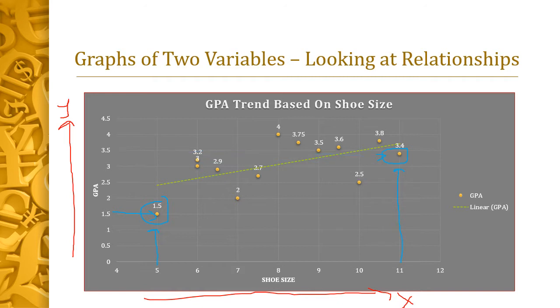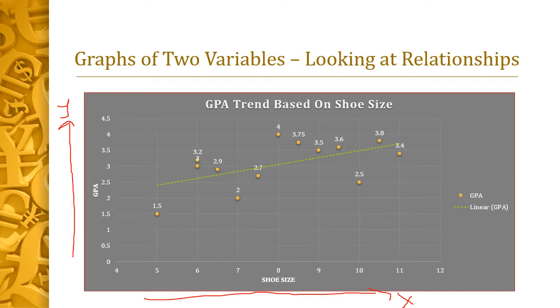Now, the important line that we really want to look at here is this basically green line. What the green line is telling us is basically what we call a trend line. So that green line is saying that, taking all this information together, here is basically the trend of what we see. And in this case, what it's telling us is the smaller the shoe size, the smaller the GPA, and that as shoe sizes go up, basically their GPA goes up.